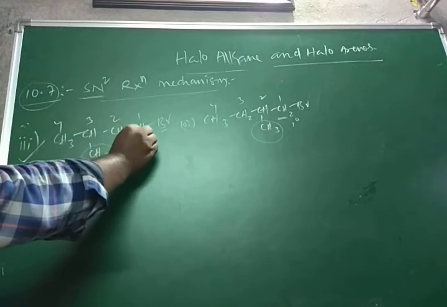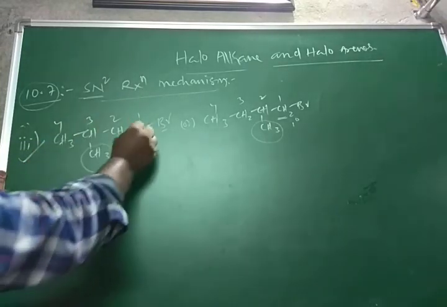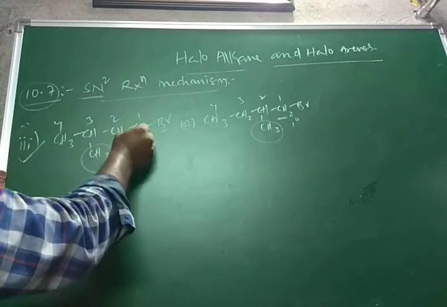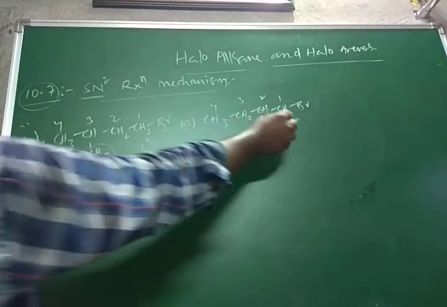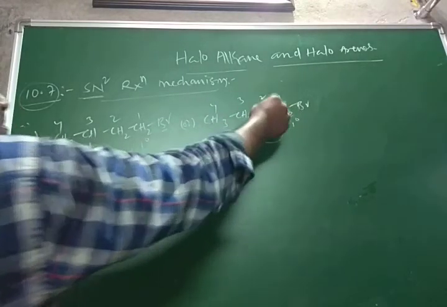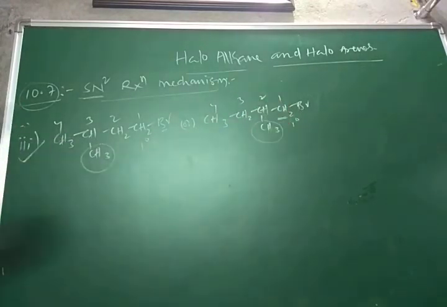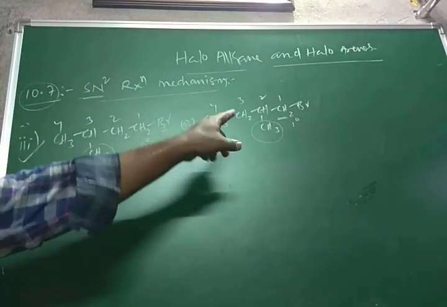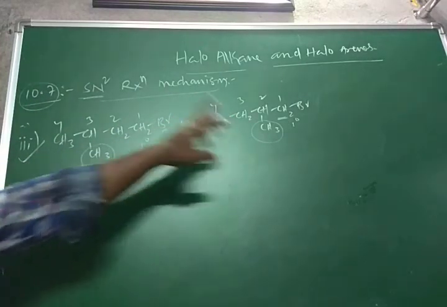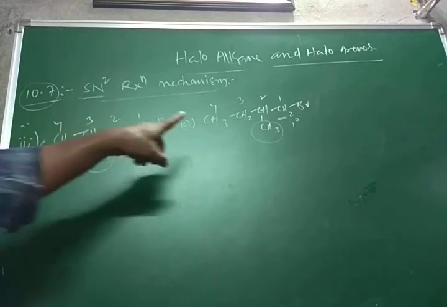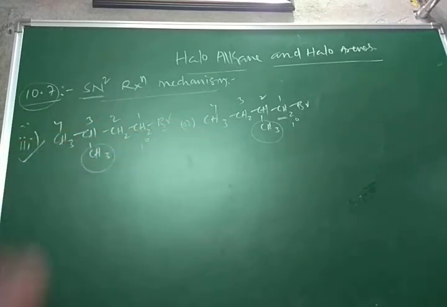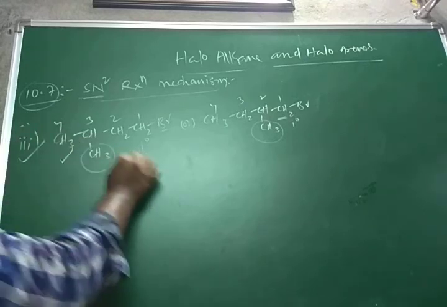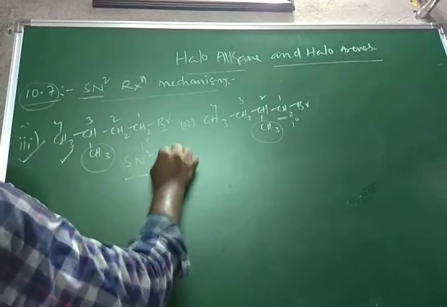In this compound, the first carbon has a methyl group at the third position, and the second carbon has a methyl group. That's why it is nearest to the carbocation, so it will be more stable, and it is less stable than that one, that's why it is more ready to react in the SN2 reaction mechanism.